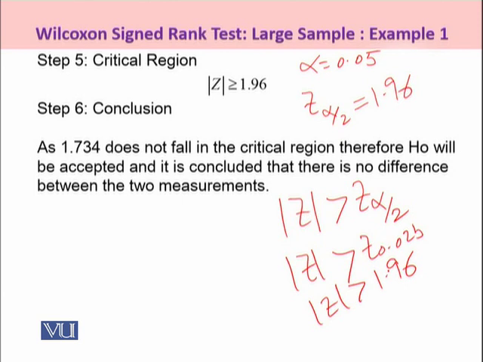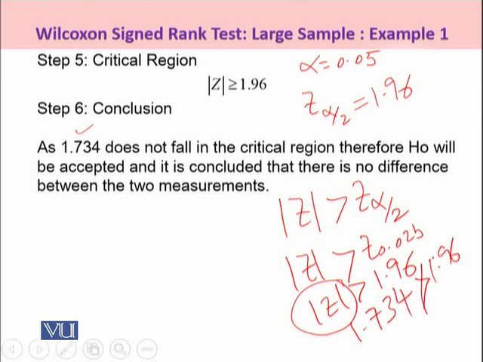Now students, once we have the tabulated value as well as the calculated value, we have to make a comparison between the two values. So when you took the modulus of minus 1.734, it gives you a positive value. So 1.734 is not greater than 1.96. That means it does not fall in the critical region. Therefore, H naught will be accepted, and we can conclude that there is no difference between the two measurements.